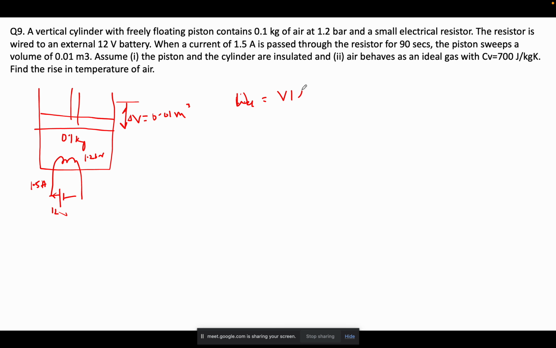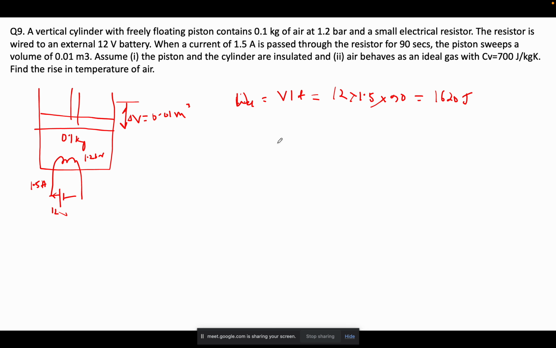VIT, yes or no? So V is your 12, I is 1.5, and for what time it is running? For 90 seconds. Okay, so doing this you will get 12 into 1.5 into 90, so that is 1620 joule. Okay, electrical work done is given.